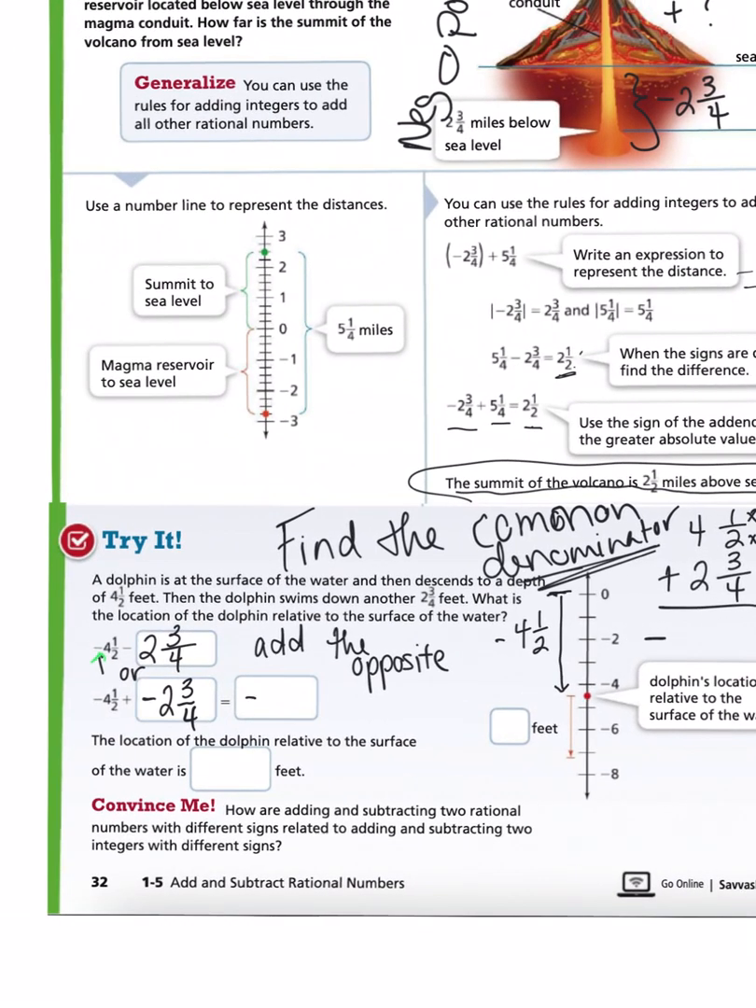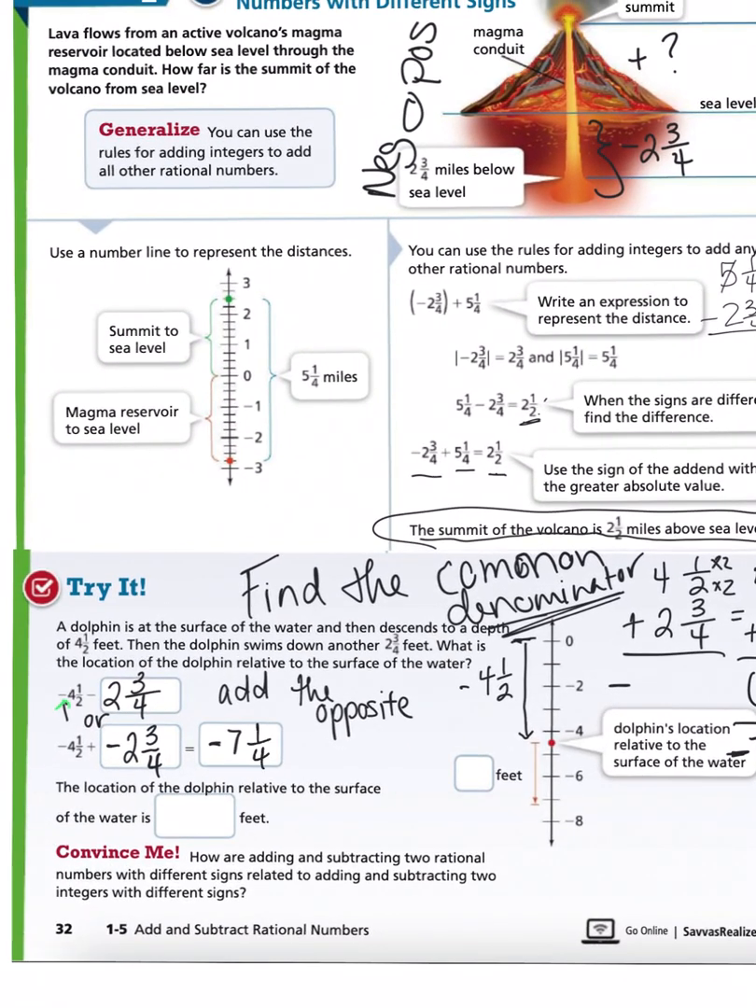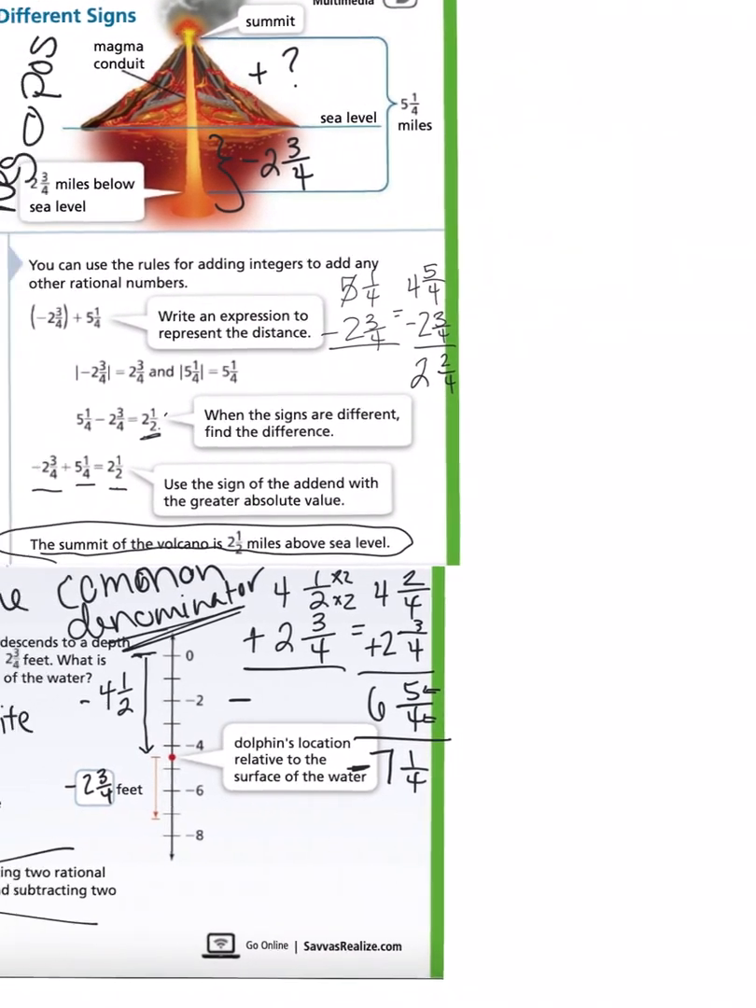So over here, that means it's negative 7 1/4. Sorry, guys, I can't move it. Over here, this is where it ended at, you can see 7 1/4, and this here should have been negative 2 3/4. So the location of the dolphin relative to the surface of the water is negative 7 1/4 feet. Don't worry about the convince me, we don't have to do it. So let's move on to the next page.